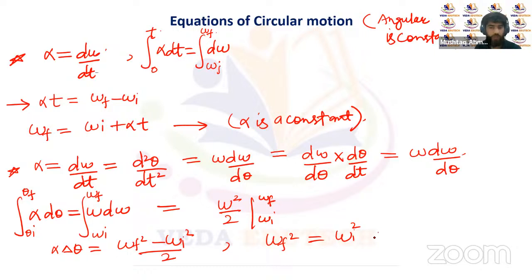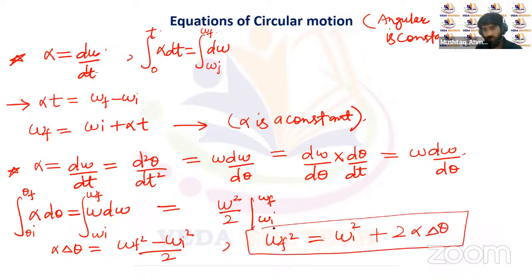So omega final square will be equal to omega initial square plus twice alpha delta theta. This is another equation of motion for circular motion. So there are two important equations: one is omega final equals omega initial plus alpha t, and the other is omega final square minus omega initial square equals twice alpha delta theta.